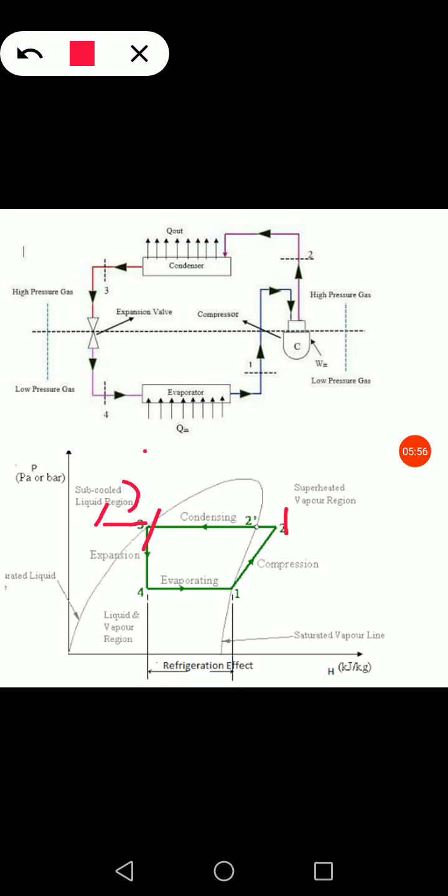But I am considering the case where, at the outlet of the condenser, I will get a saturated liquid refrigerant. So if I get a subcooled liquid refrigerant at the outlet of the condenser, this process will be like 3 dash 4 dash. Okay, and this will further increase the refrigeration effect on the evaporator side. So this is the main basic advantage of subcooling in case of the condensation process.